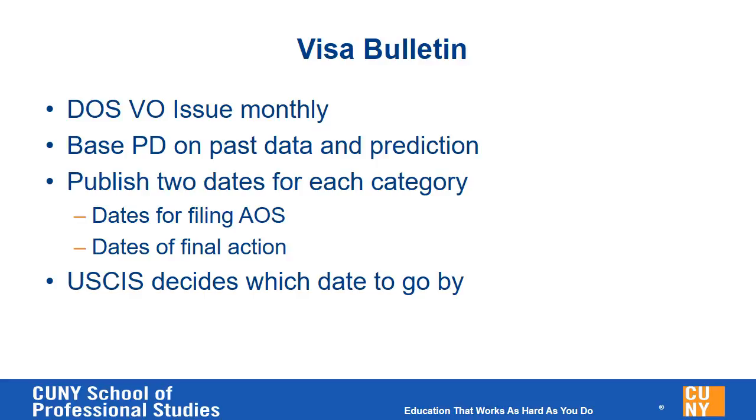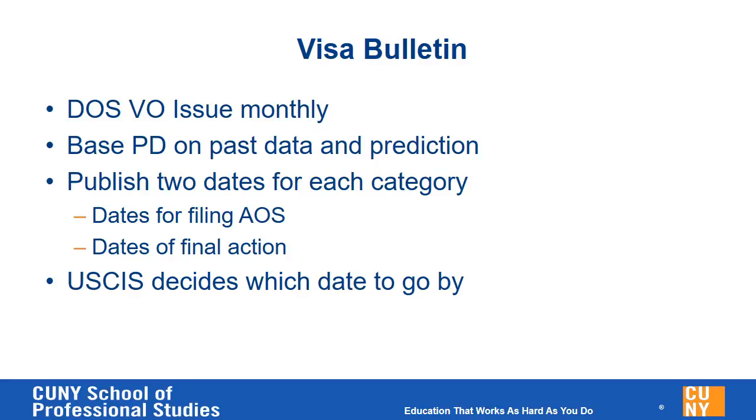Right now, as of 2016, it publishes two dates for each category. One is the date of filing. This is the date when the State Department begins contacting the people for consular processing, and in some cases USCIS agrees for people to file at that date. The other date, the final action date, is the actual date when a person can get the green card.